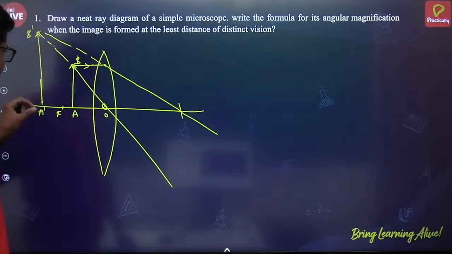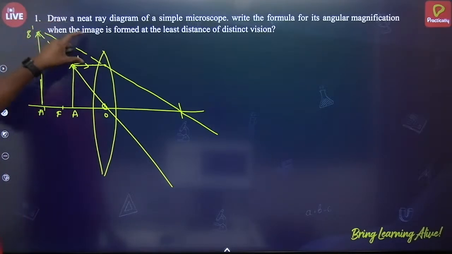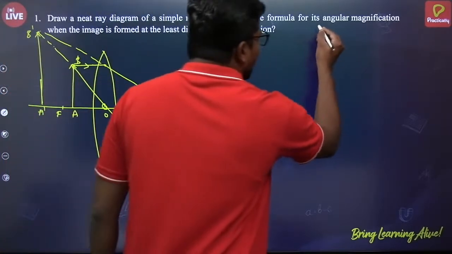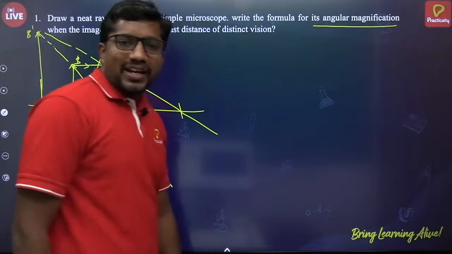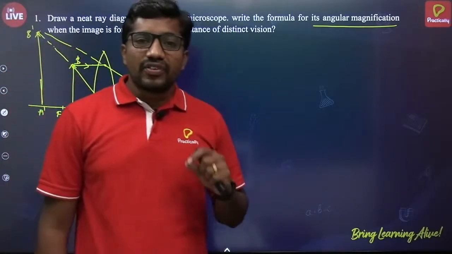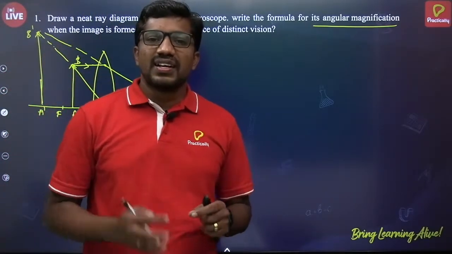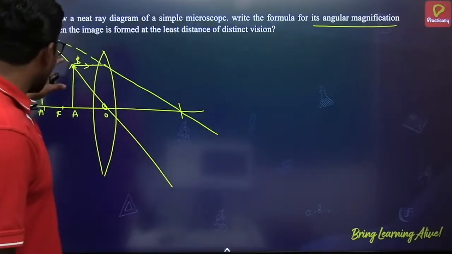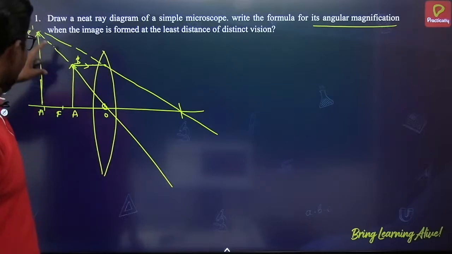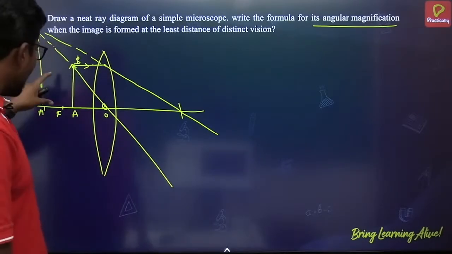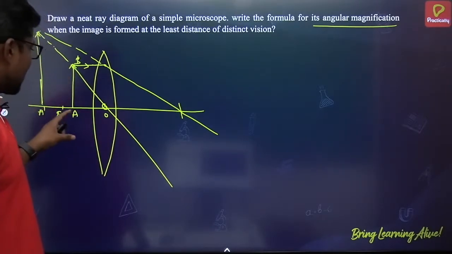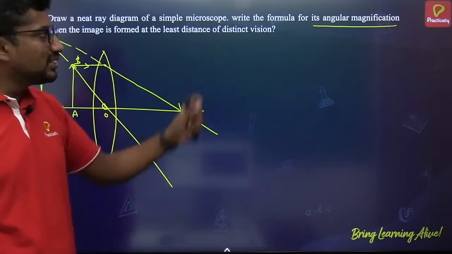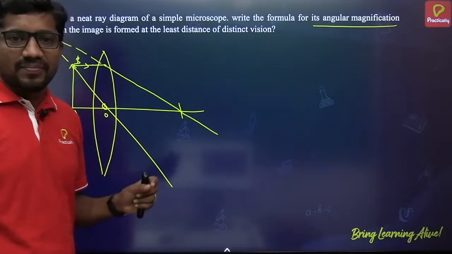Alright, so here we have to obtain the formula for its angular magnification. What is meant by angular magnification? Angular magnification is defined as the ratio of the angle subtended by the image to the angle subtended by the object with respect to the eye, or in terms of least distance of distinct vision also you can say.